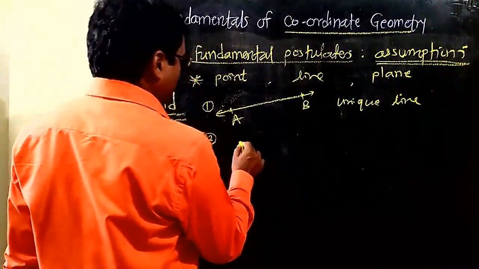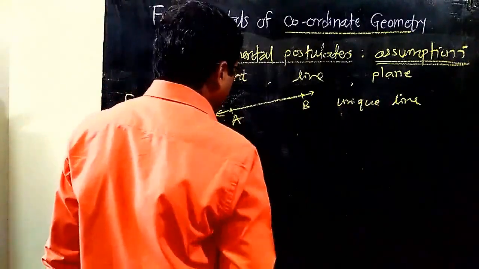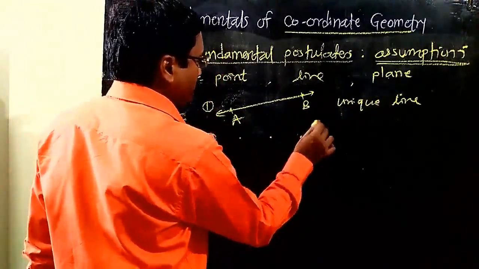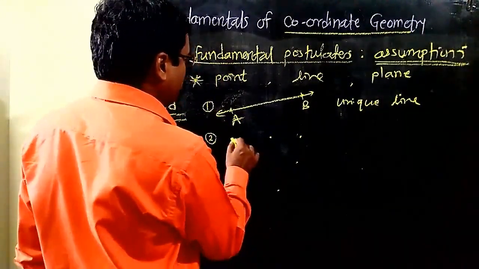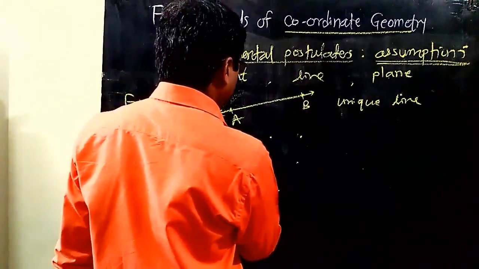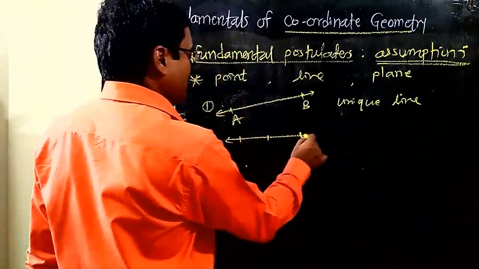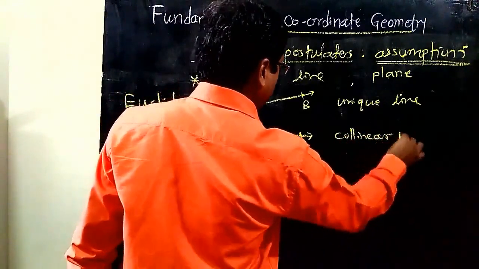Second one, if two distinct points are there, obviously we have a single line. If three points are given, then they may be collinear or they may be non-collinear. If three points are lying on a single line, then they are called collinear points.